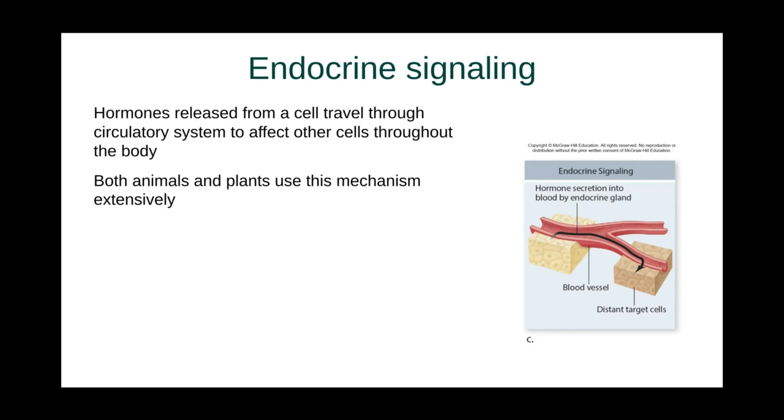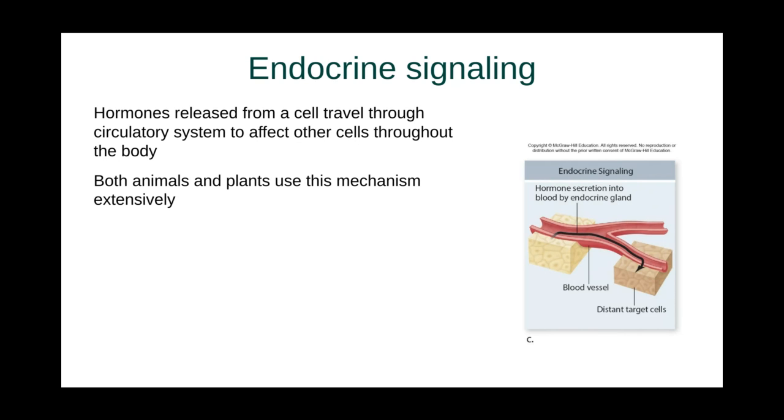But the endocrine signaling pathways travel through circulatory systems. So this can be your blood vessels. You could also think about a plant. Plants have circulatory systems as well. Not like blood like we do, but very much like we do. And so we think about the endocrine system as a sort of long-term signal.